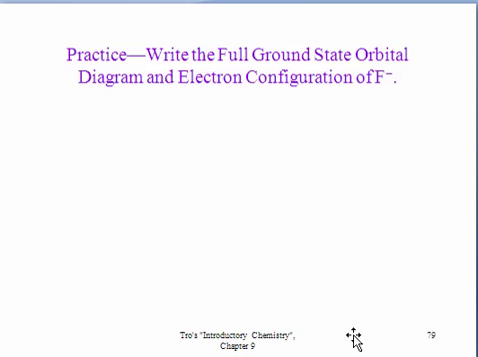Okay, now let's take this one step further. Write the ground state orbital diagram and electron configuration for the fluoride ion. Now this is the first time we're looking at an ion, and when we're doing electron configurations, what we care about is the number of electrons. And if we have a charge, that means our number of electrons and protons are not the same.